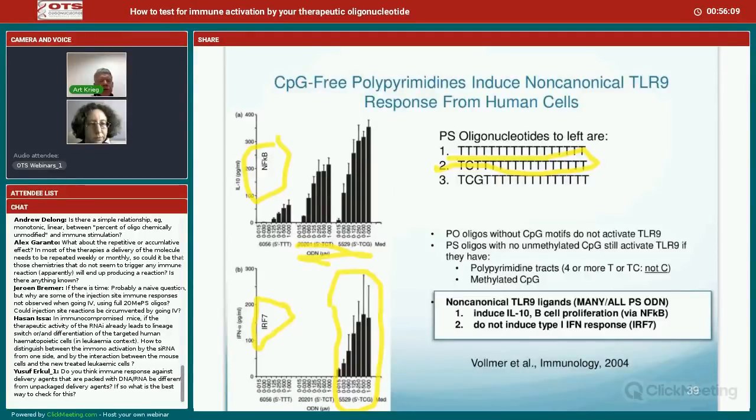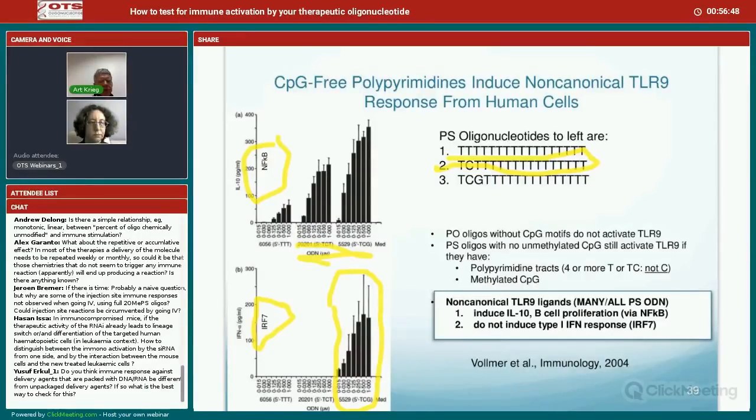Is there a simple relationship, monotonic or linear, between percent of oligo chemically modified and immune stimulation? I would say I don't know of any simple relationship, actually. I think one of the things that we have seen is that more than the percent of the oligo that's modified or unmodified is exactly where the modifications are. And just changing a modification from one position to an adjacent position can make a huge change in the immune effect of the oligo. And we really don't understand why that is. You just have to have a high index of suspicion for them.